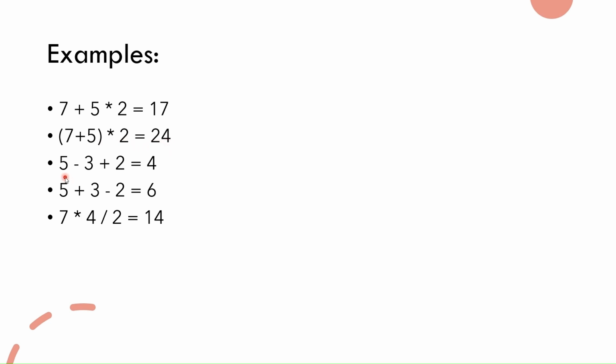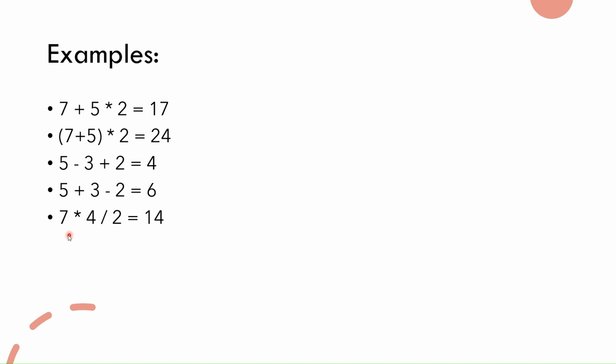In the third example, 5 minus 3 plus 2 equals 4. Addition and subtraction have the same precedence level, but as we mentioned, we will start from left to right. So 5 minus 3, which is 2, plus 2, which is 4. In the fourth one, we have the opposite: addition first, then subtraction. So it will be 5 plus 3, which is 8, minus 2, which is 6.